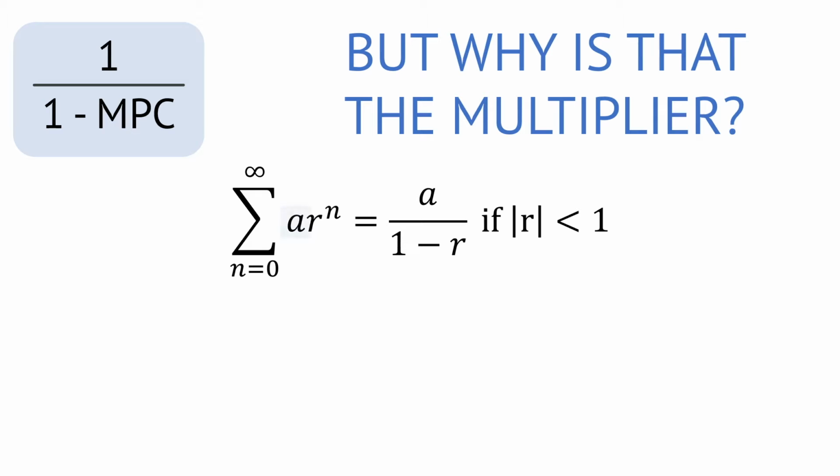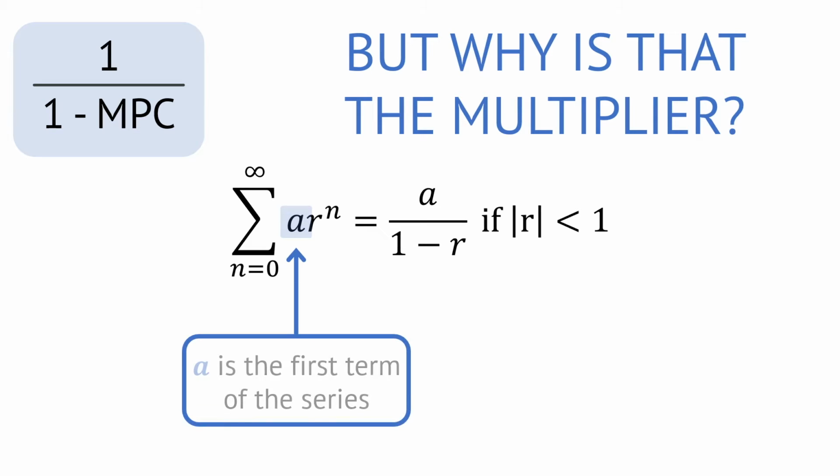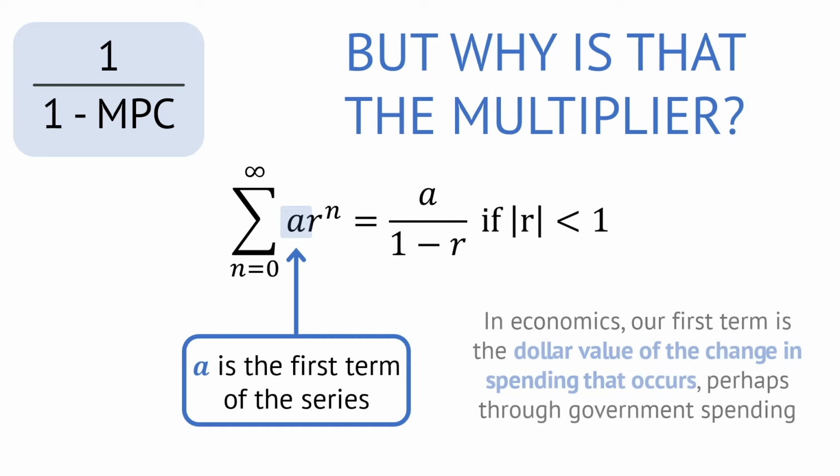We have this letter A. Now, A is our first term in our series. And when we say the first term in our series, when it comes to economics, what we mean is the dollar value of the change in spending that occurs. So maybe with government spending, there's some initial change in government spending, and we're using the spending multiplier to understand how much of an impact that change in spending has on our total GDP.